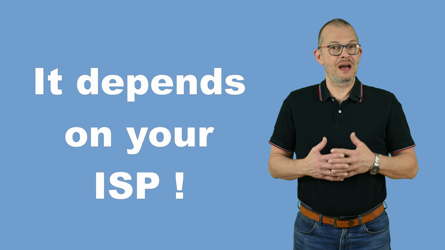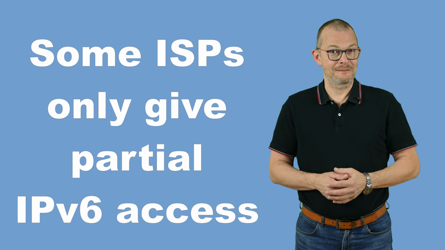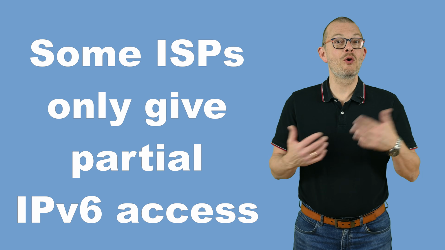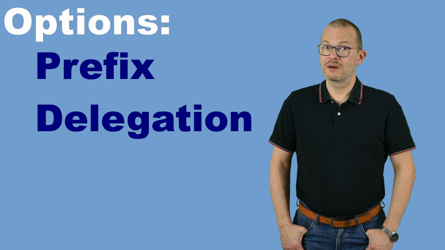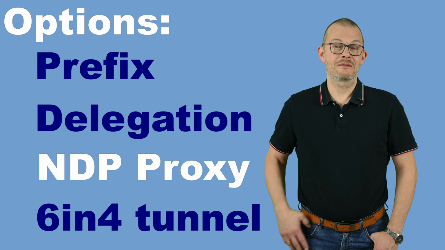Just because you have an IPv6 address on your router does not necessarily mean that you can do IPv6 in the way that it had been intended by its inventors. But we'll see into that in detail. There is, however, some more good news. Even if you only get IPv6 in a crippled way, then OpenWrt can help you to get the most out of it, either with Prefix Delegation or with NDP Proxy or with a 6-in-4 tunnel. Let's walk through our options.